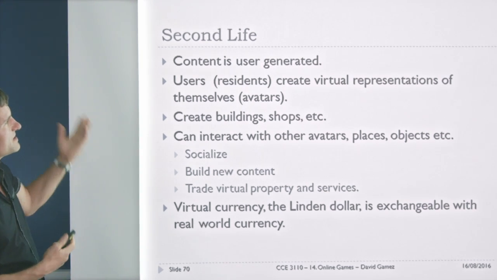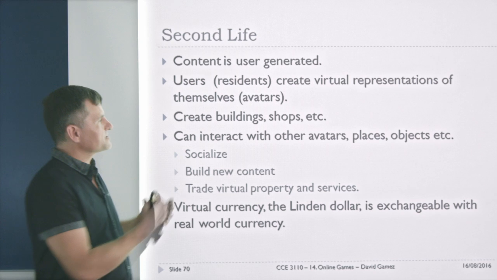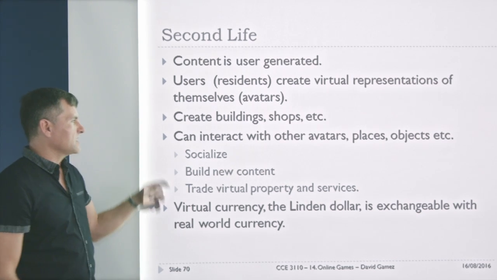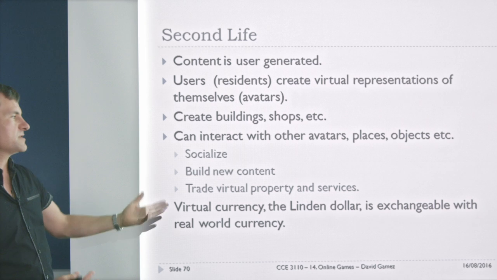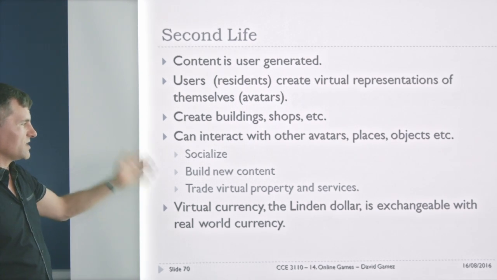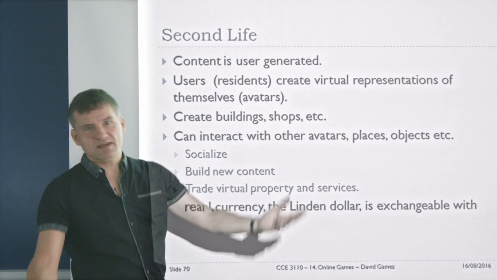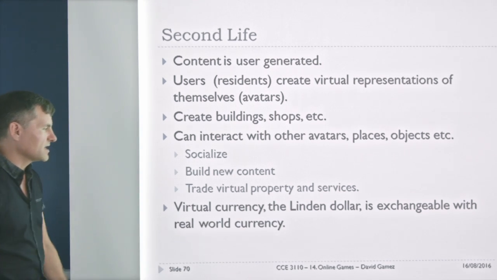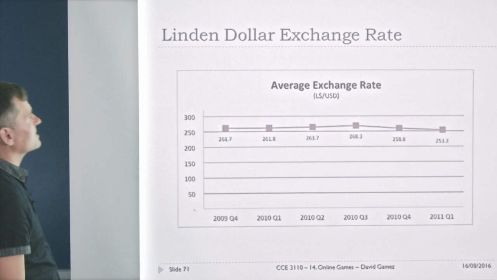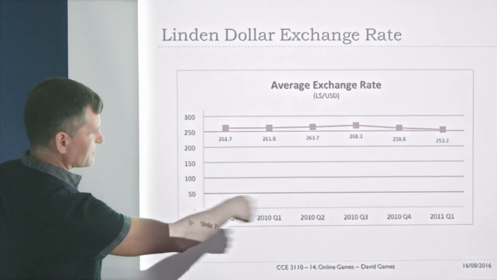So here we have all the content user generated. So users create virtual representations of themselves. They build buildings, shops, and they interact with each other within these buildings and shops and islands or whatever, so they can socialize, build new content, trade virtual property and services. People got married, people have relationships, all this kind of stuff. There's a virtual currency, the Linden dollar, which is exchangeable with real-world currency. So this is the exchange rate going up to 2011.